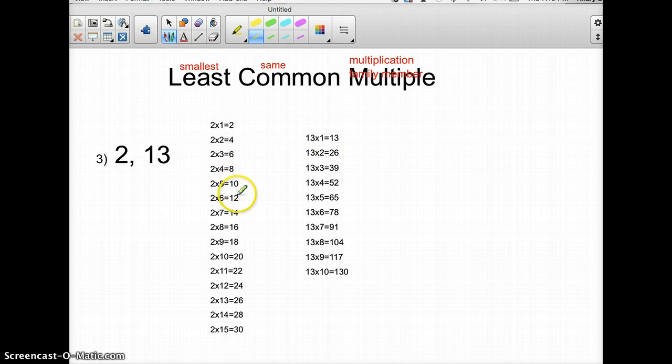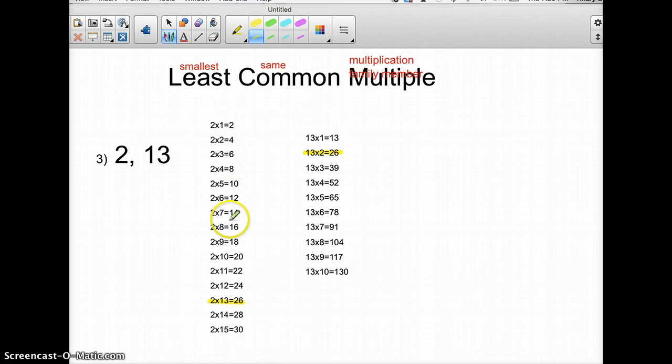We can skip all the way down to 14 because this multiple starts at 13. So 14, no. 16, no. 18, no. 20, no. 22, no. 24, no. 26, yes. So we can highlight the multiple 26, and we know that's our least common multiple because we started with the number times 1 in both families.